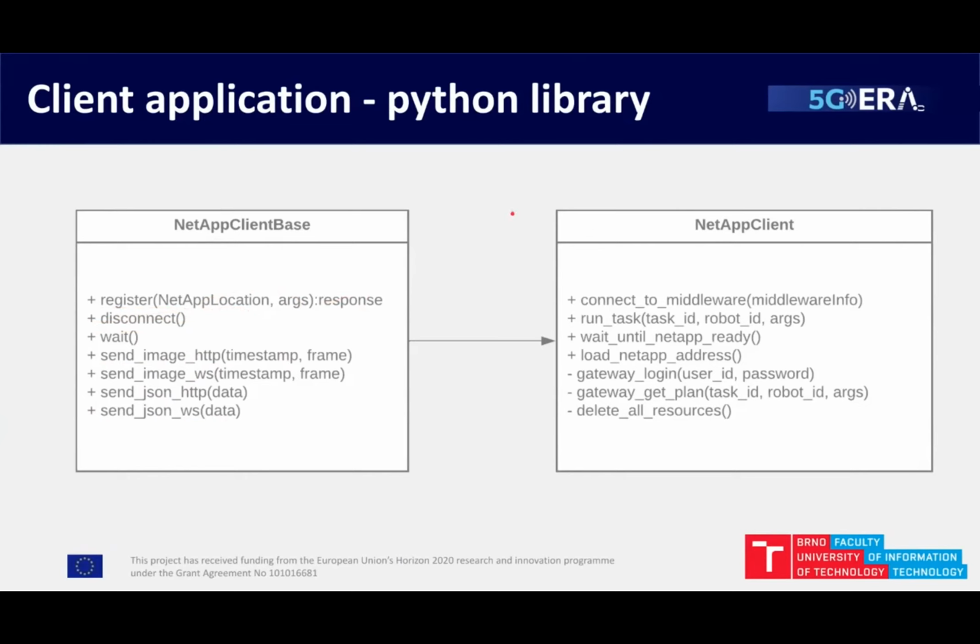If you want to communicate with the middleware as well using the client library, you can use the extended version of this class, which is called NetApp Client, which is inherited from the NetApp Client base. And it provides you with some methods for connecting to the middleware on the specified address and with the specified user and password. You can call run task to actually deploy a NetApp and connect to it. So you need the task ID and robot ID for it, which will be covered in the afternoon session.